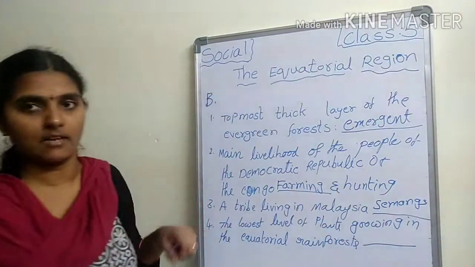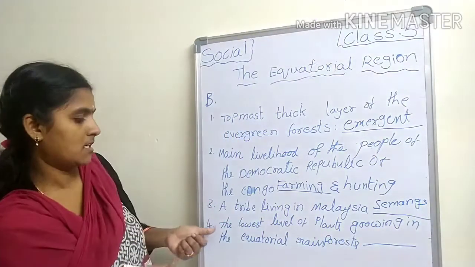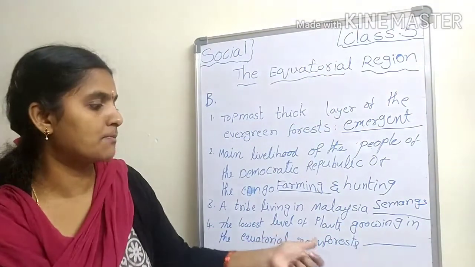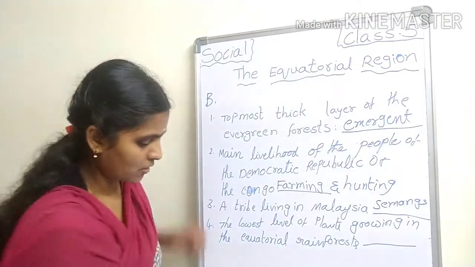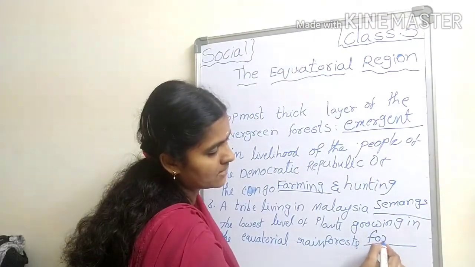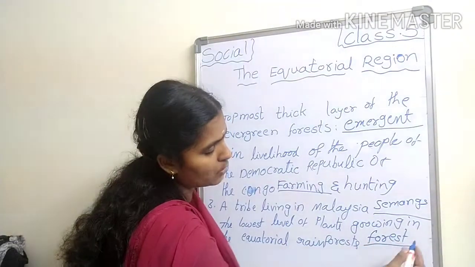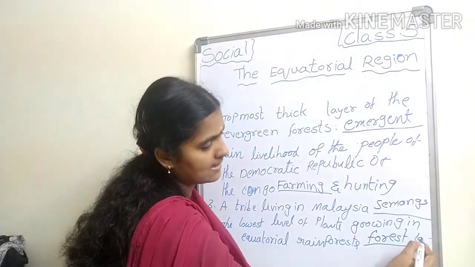Semangs in Malaysia. The lowest level of plants growing in the equatorial rainforests: the forest layer, the lowest, with small trees and shrubs.